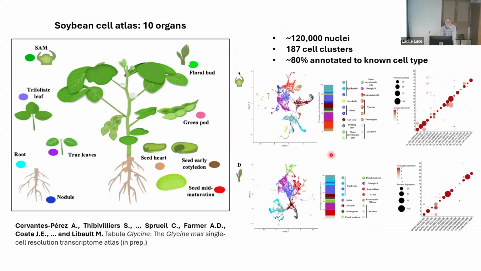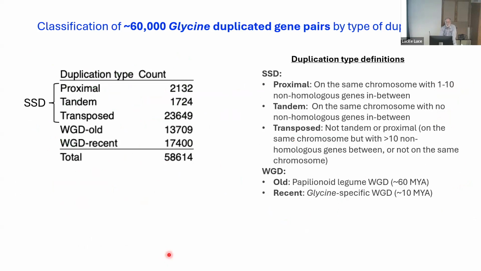We're now looking at soybean in this project at 10 different organs, and you can read the details over here: 120,000 single nucleus sequencing, 187 cell clusters, a lot of annotation. This is a project involving Mark Lebo and some of my other colleagues. Looking at 60,000 duplicated gene pairs by the type of duplication, and you can see the numbers here.